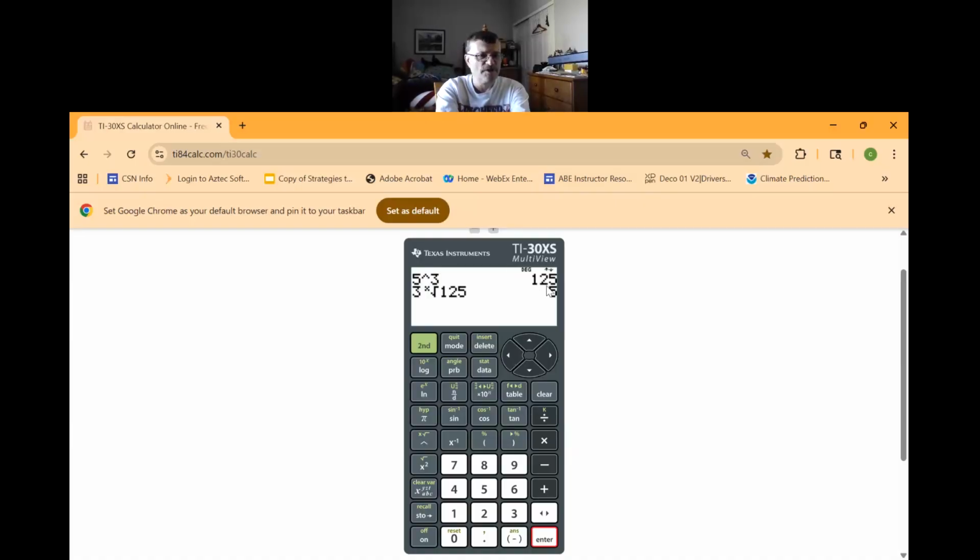And notice how these are opposite of one another. We're not going to triple the number or divide it by 3. Different animals. 5 to the third is 125. The cube root of 125 is 5.